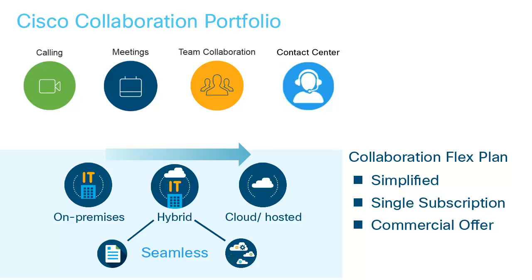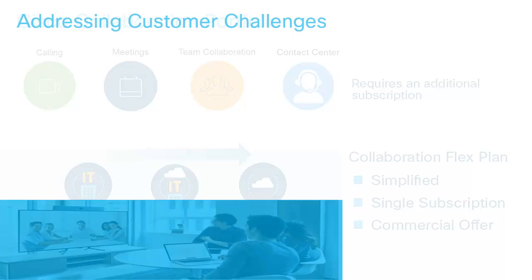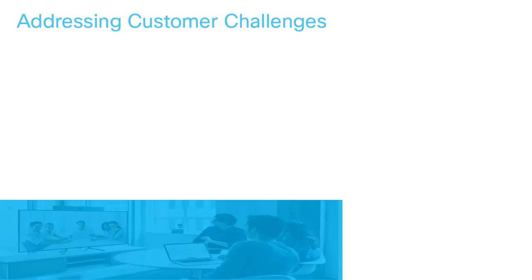Collaboration Flex Plan is the best way to pay for Cisco collaboration. It is the simplified, single subscription commercial offer that mirrors what we are providing inside the portfolio. Contact Center requires an additional subscription in Collaboration Flex Plan. Let's better understand the key features of the Collaboration Flex Plan and ultimately the opportunity for you.